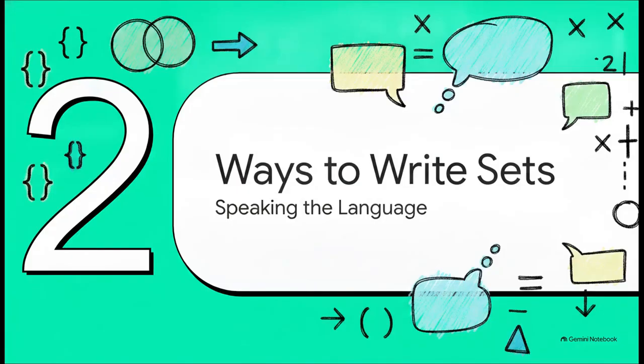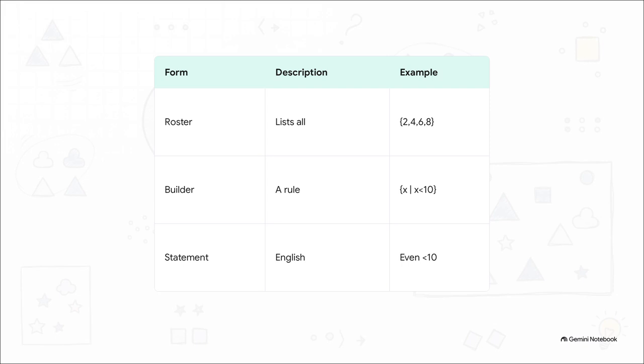Section 2. 3 ways to write sets. Now that we know what sets are, we need to learn how to actually speak this language. There are 3 main ways we can describe the exact same basket of numbers. First up is the roster, or tabular form. This one's the most straightforward. You literally just list every single element inside curly brackets. Boom, 2, 4, 6, 8.